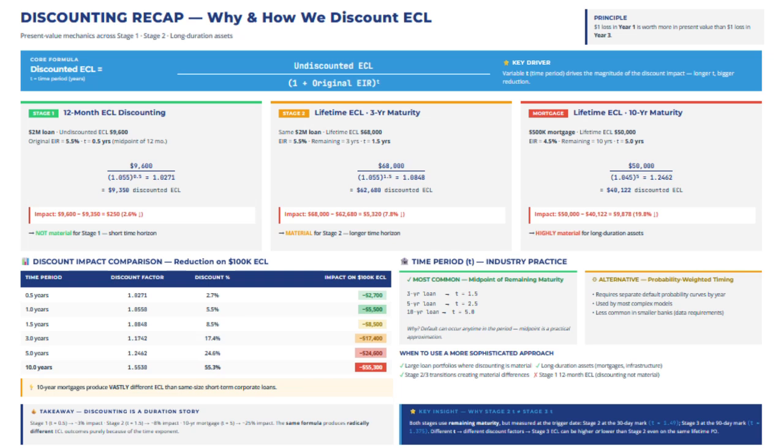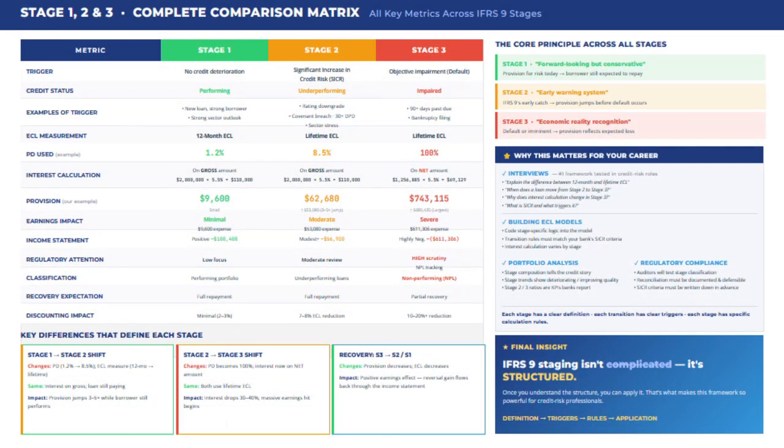Now this matrix brings everything together. All key metrics across all three stages, so you can see the full picture at a glance. Stage 1 triggers: no credit deterioration. The loan behaves as expected. Stage 2 triggers: a significant increase in credit risk, rating downgrades, 30 days past due and other reasons. And Stage 3 triggers: objective evidence of credit impairment or default, the 90 days past due backstop, bankruptcy and restructuring.